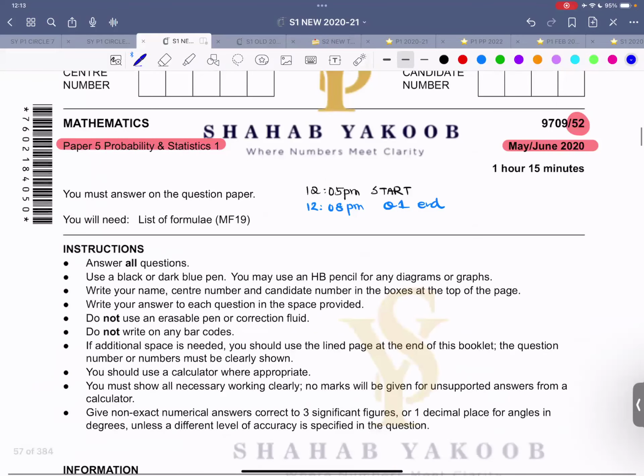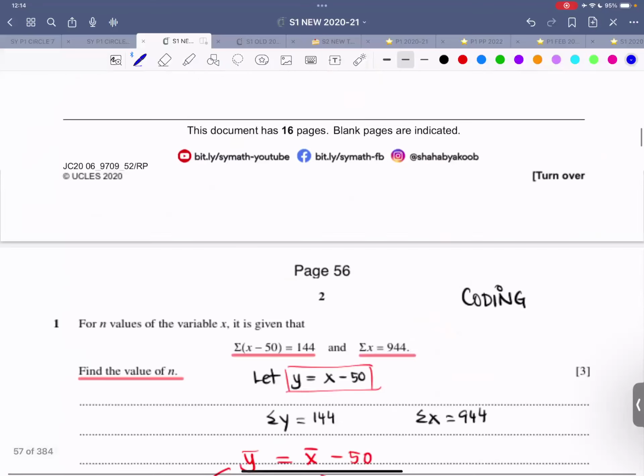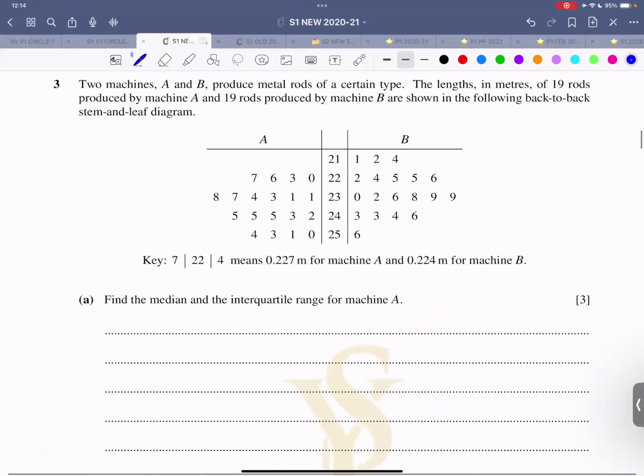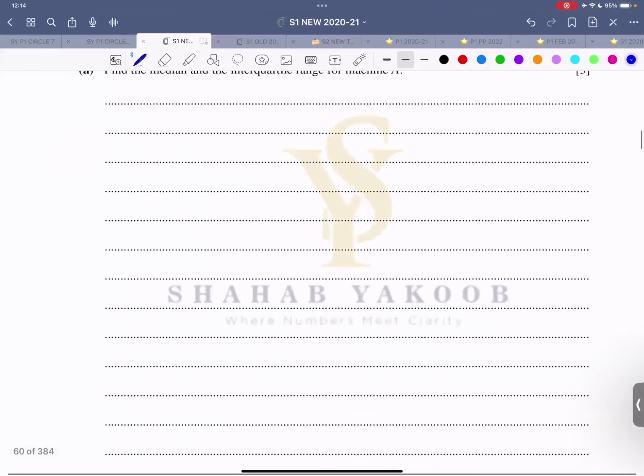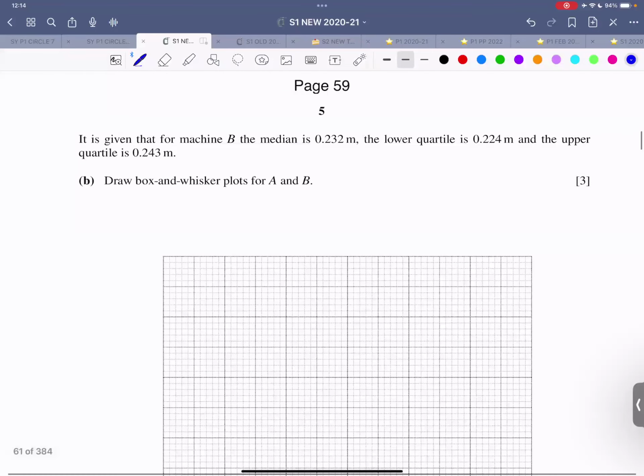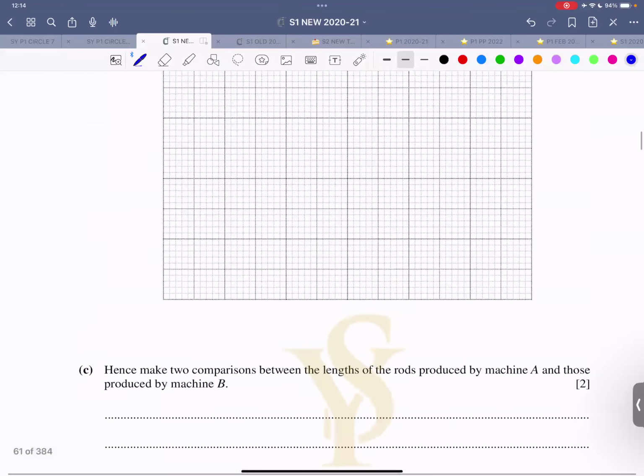Again, over here, 12:13. So this is 12:13 p.m. and question 2, it ends. Let's move to question number 3. Now, question number 3, it's about stem plot, as you can see, and then on the next page, it's about box plot and then reasoning.